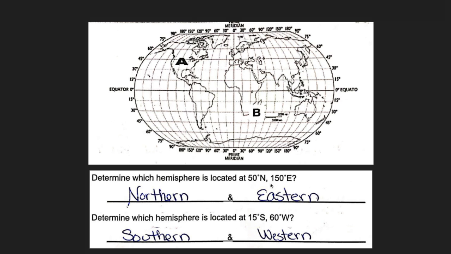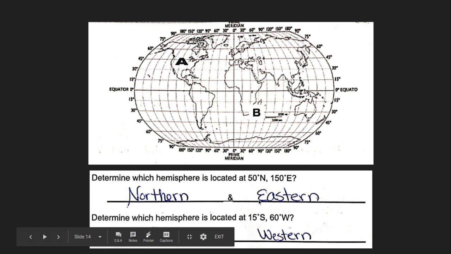You don't even have to look at the globe. You see that N, you see that E, it's northern, it's eastern. Same here, you see the S, you see the W, it's southern, it's western.